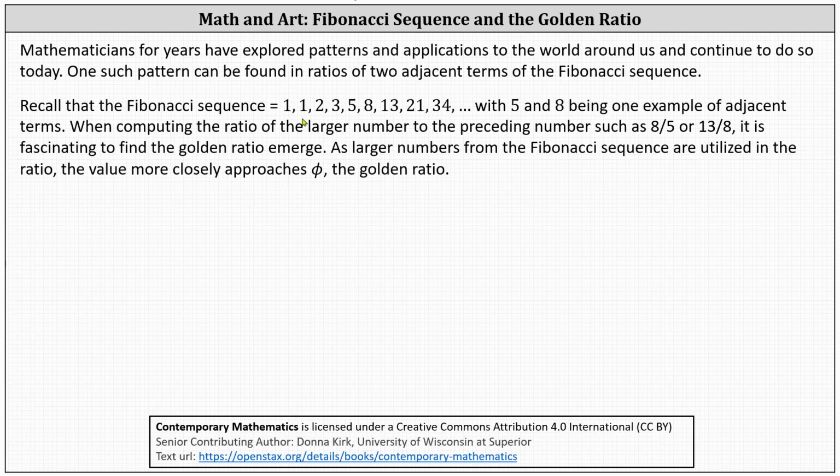Recall the Fibonacci sequence is the sequence 1, 1, 2, 3, 5, 8, 13, and so on. To generate the Fibonacci sequence, we start with 1, 1, and then each term in the sequence is the sum of the two previous terms. Notice 1 plus 1 is 2, 1 plus 2 is 3, 2 plus 3 is 5, 3 plus 5 is 8, 5 plus 8 is 13, and so on.